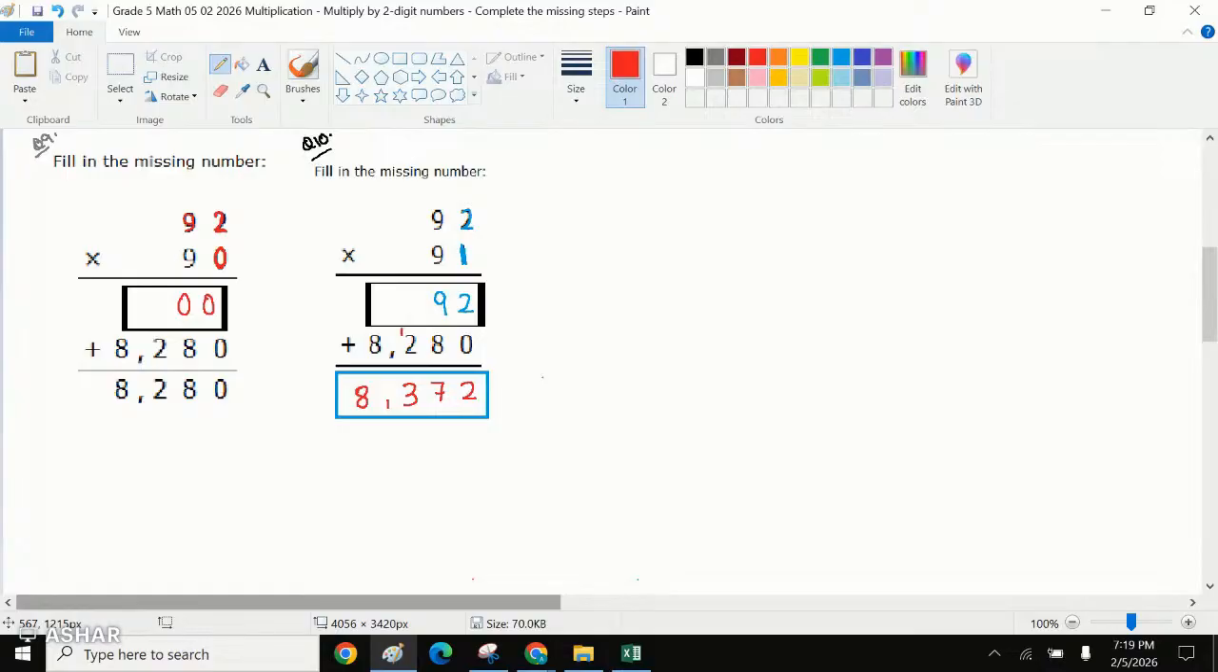And Deepa, why are you saying 8100? See, when 0 is multiplied by anything, then 0 stays as the answer, right?